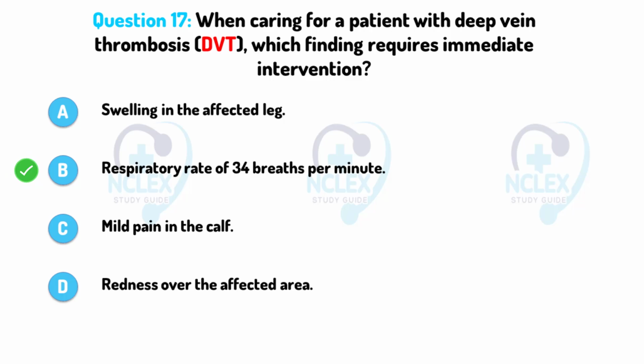Answer. B. Respiratory rate of 34 breaths per minute. Explanation. A rapid respiratory rate may indicate a pulmonary embolism, PE, a life-threatening complication of DVT. This requires immediate intervention to prevent further complications.